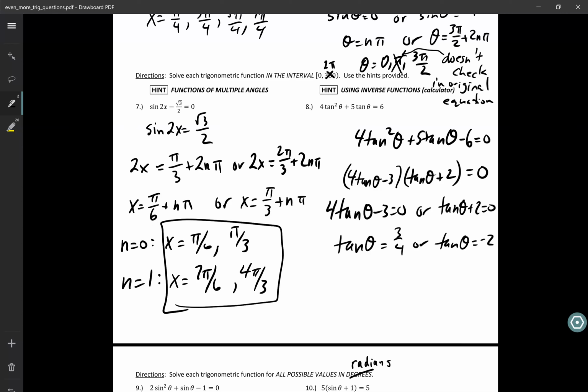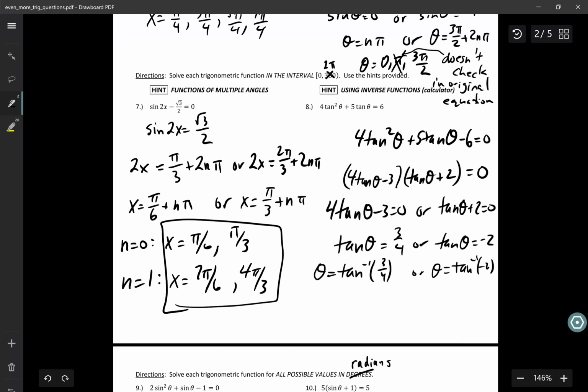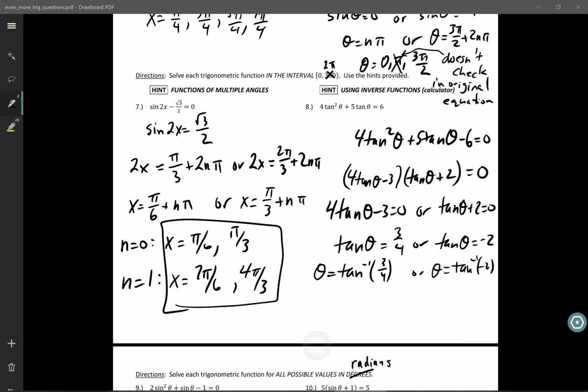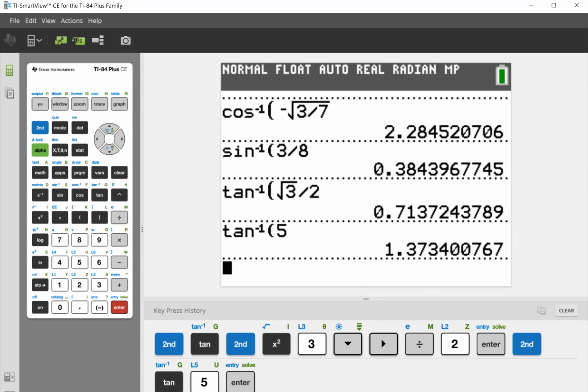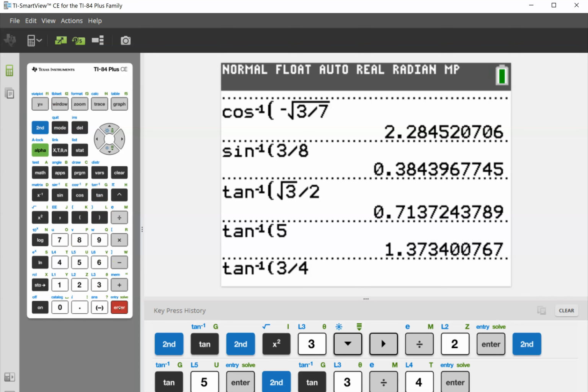Again, an angle that has a tangent equal to 3/4 is not one we know off the top of our head. Neither is an angle that has a tangent equal to -2. So we use our inverse tangent function on both of these. So go over to our calculator. First one was inverse tangent of 3/4.